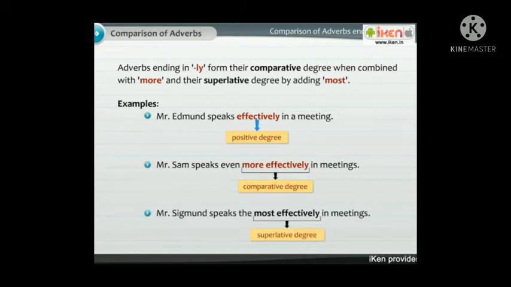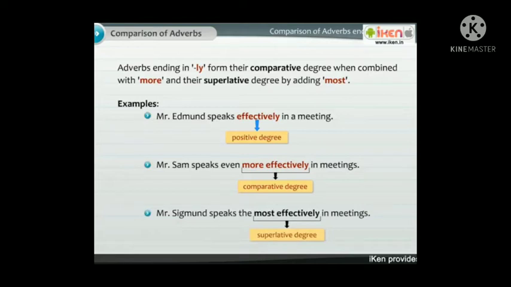Adverbs ending in ly form their comparative degree by combining with more and their superlative degree by adding most. Okay, adverbs ending in ly change to comparative degree by adding more and to superlative degree by adding most. For example, Mr. Edmund speaks effectively in a meeting. This is the positive degree. Mr. Sam speaks even more effectively in meetings. This effectively is ending with ly, so we will add more for the comparative degree and most for the superlative degree. For example, Mr. Sigmund speaks the most effectively in meetings.